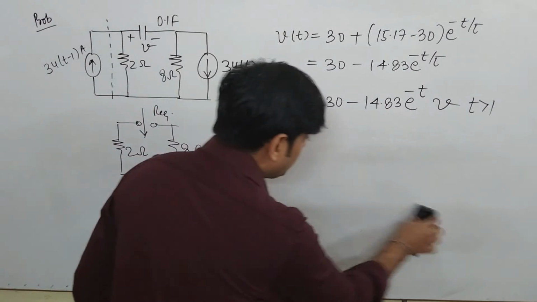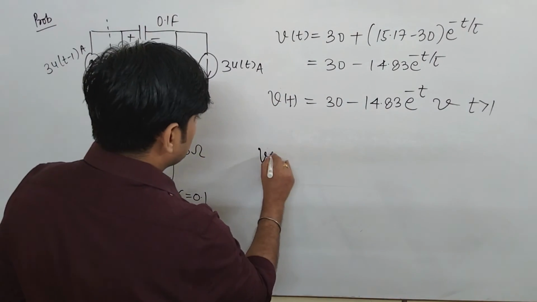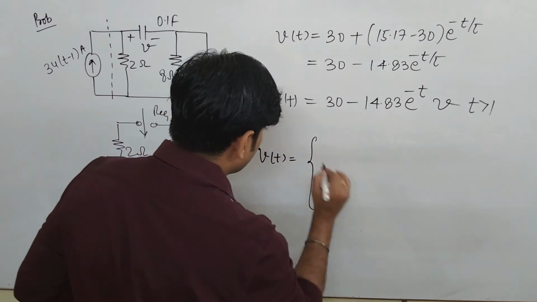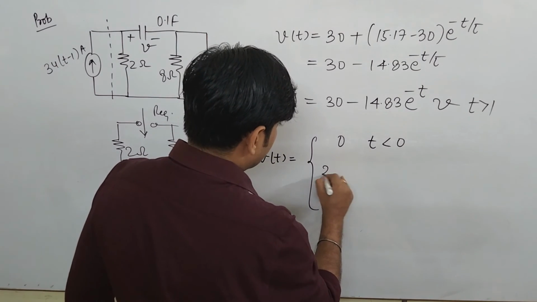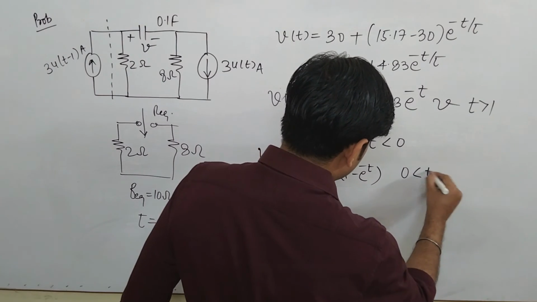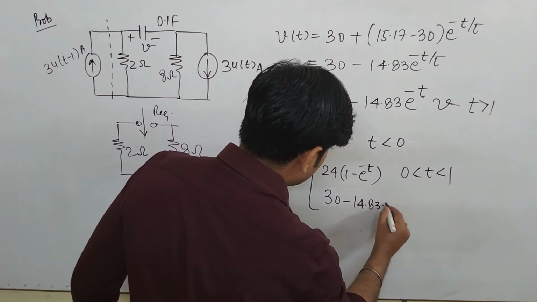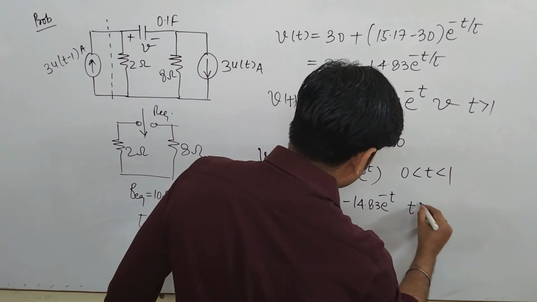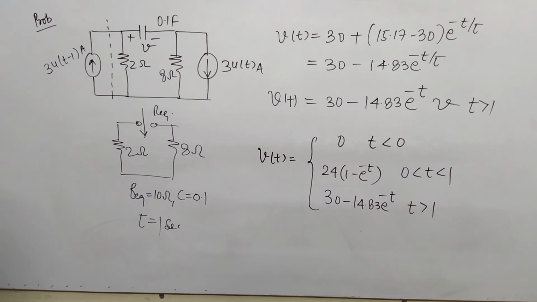So finally you have found the value of V(t) as: V(t) is equal to 0 for t less than 0, it is 24 times (1 minus e to the power minus t) for 0 less than t less than 1, and it is 30 minus 14.83 e to the power minus t for t greater than 1. This is a very important problem in which we have to understand these concepts. Okay, go for the next problem.